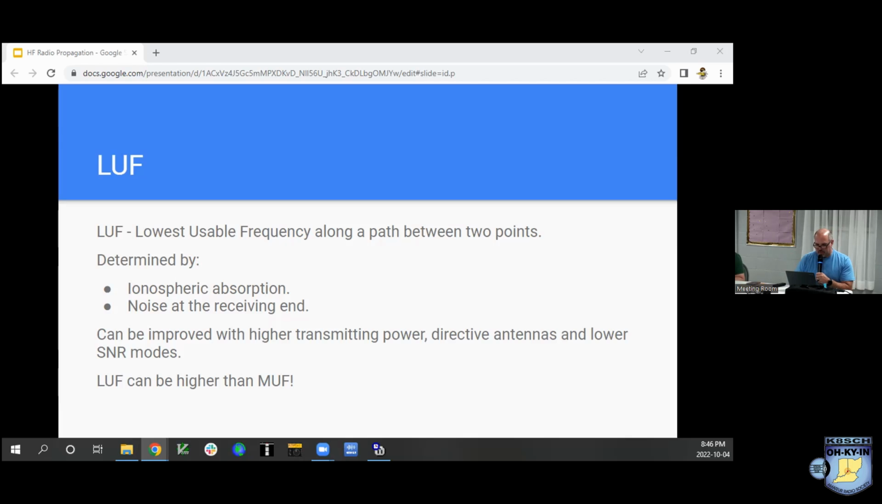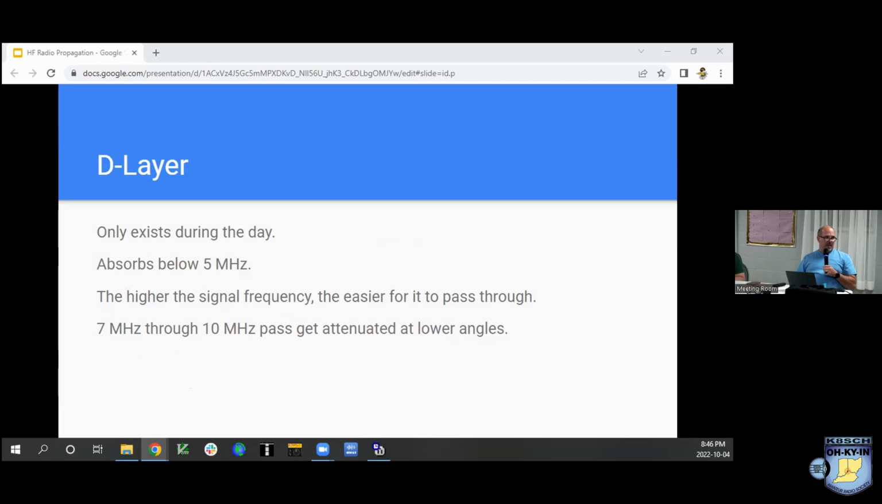Let's see, where was I? So let's talk a little bit about the layers. The D layer only exists during the day. It absorbs most frequencies below 5 megahertz. The higher the signal frequency, the easier it is to pass through. So stuff above 5 megahertz gets through. One of the reasons it only exists during the day is that it is ionized by solar hydrogen and short X-rays, and the particles it breaks apart recombine very, very quickly. So as soon as the sun goes down, the D layer disappears very fast. 7 through 10 gets through, but as you lower your angle, you're spending more time inside of it, and it attenuates the signal more.